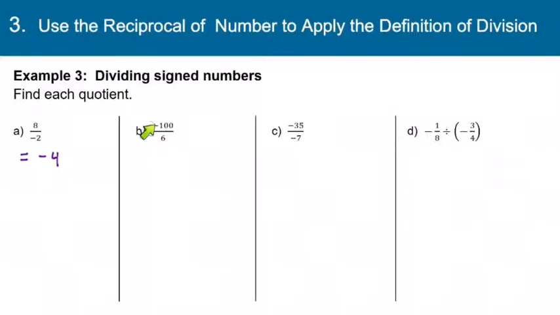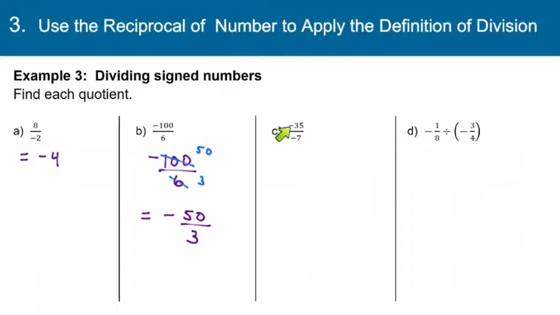So we know that negative 100 divided by positive 6 is going to make a negative result. And now we just need to think about what number goes into both 100 and 6? Well, of course, they're both even, so 2 goes into both of them. 100 divided by 2 would give us 50, and 6 divided by 2 would give us 3. So what we end up with is negative 50 over 3.